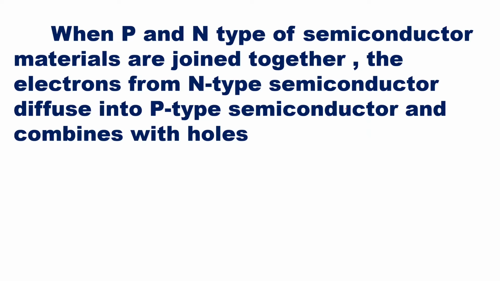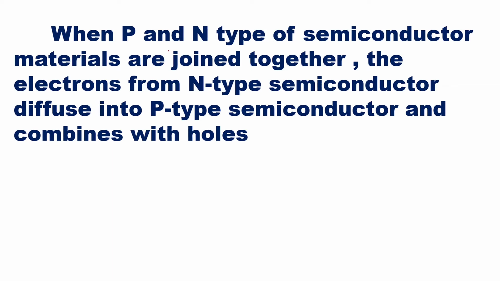So here we will first say that when p and n type semiconductor materials are joined, the electrons from n-type semiconductor diffuse into p-type semiconductor and combine with holes. So here we will just speak about electrons in n-type and what happens with them.